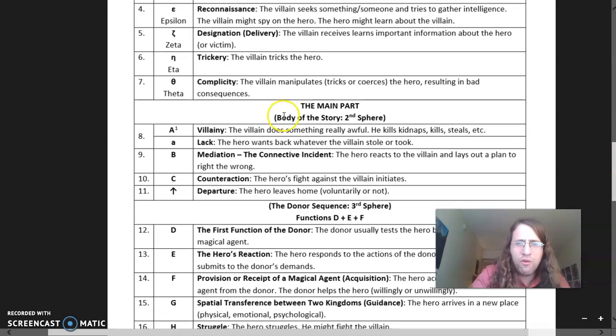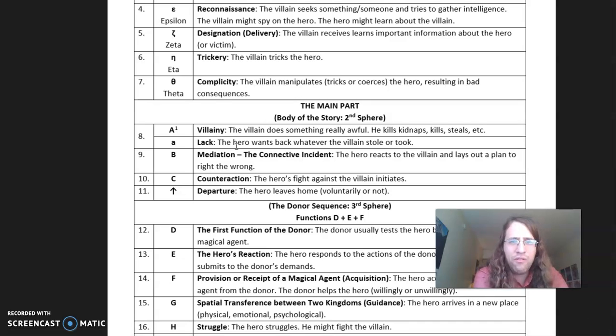But the reason for the story is in the harm or the lack. The harm is big letter A, also listed here as villainy. This is something that the villain does to harm the hero, and this is the problem at the beginning of the story that the hero sets out to solve. Whereas the lack is the same thing, a problem that the hero sets out to solve, but it is not caused by the villain specifically.